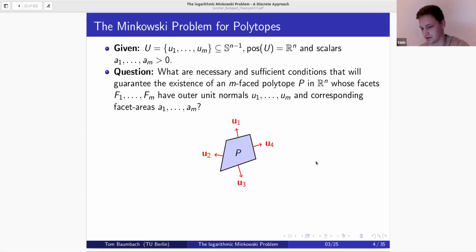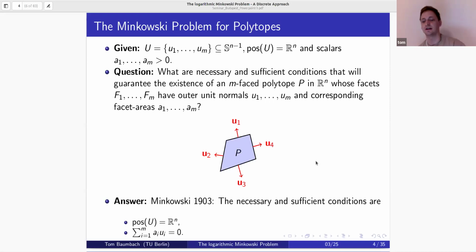So maybe we look at the picture first so everybody knows what's happening. In this picture we have 4 outer unit normal vectors, u1 to u4. I didn't write down any scalars, but you could imagine that the scalars a1 to am are exactly the length of each facet, where the vector is the outer unit normal vector. And then we ask, what conditions must these lengths of the facets satisfy? And here is the answer.